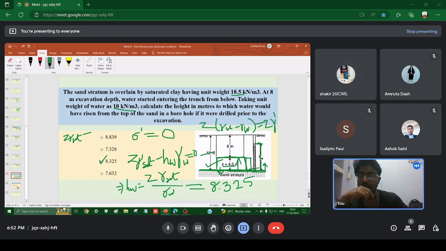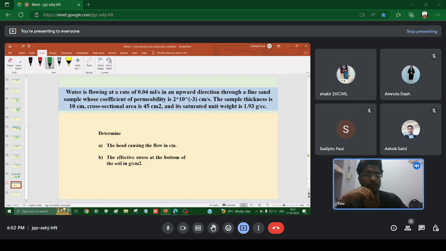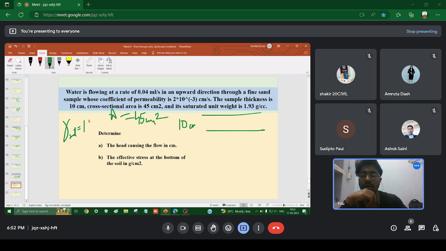Okay, last question. Water is flowing at a rate of 0.04 ml per second in the upward direction. Find for the sand: coefficient of permeability is 2, sample thickness is 10 centimeter, cross-section area is 45 cm square, saturated unit weight gamma sat equals 1.93. What is the head causing the flow?